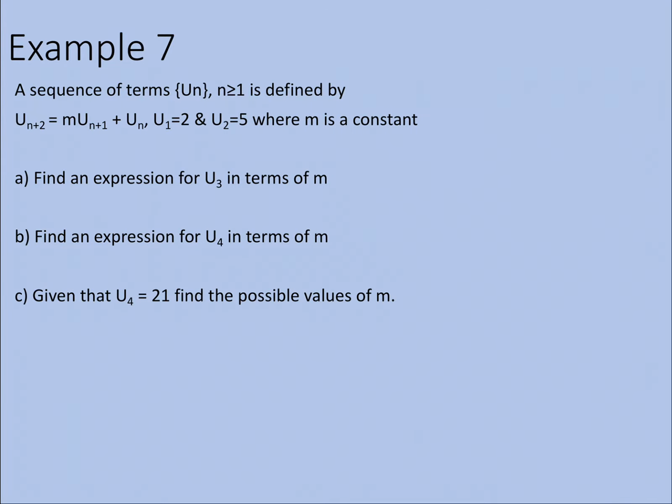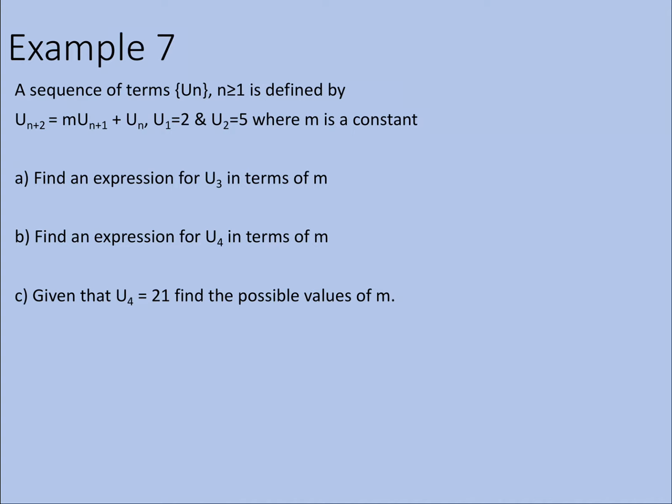Okay, example 7. A sequence of terms, un, where n is greater than or equal to 1, is defined by un plus 2 equals m un plus 1 plus un, and it gives you the first 2 terms. It gives you that u1 is 2 and u2 is 5, where m is a constant. So that's not going to change throughout the question. Find an expression for u3 in terms of m.